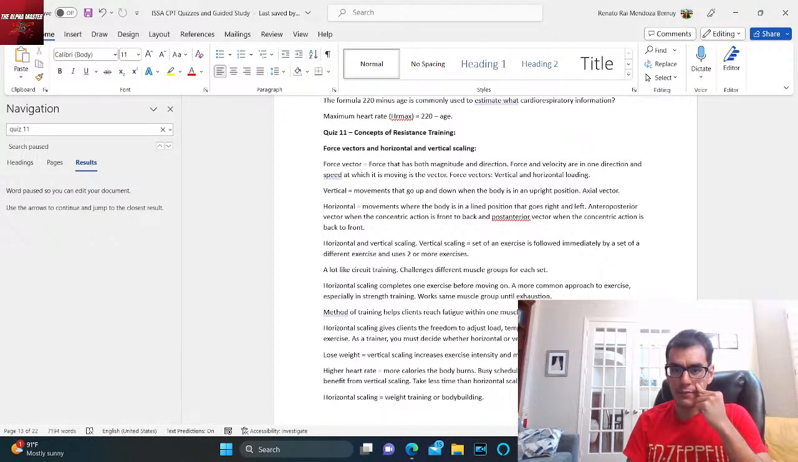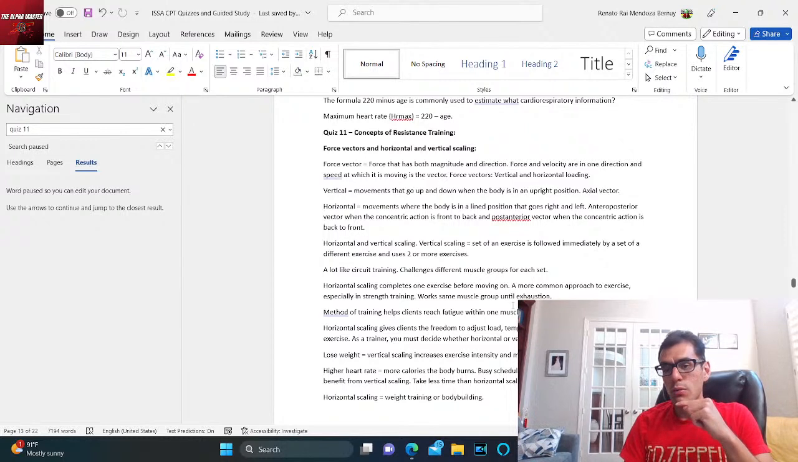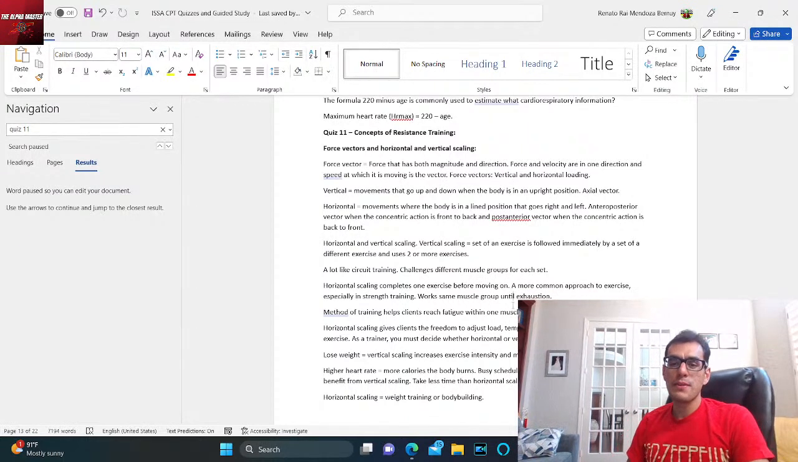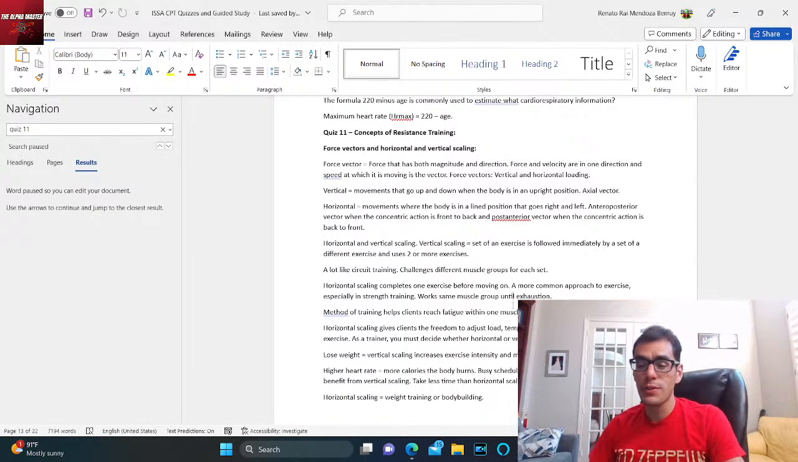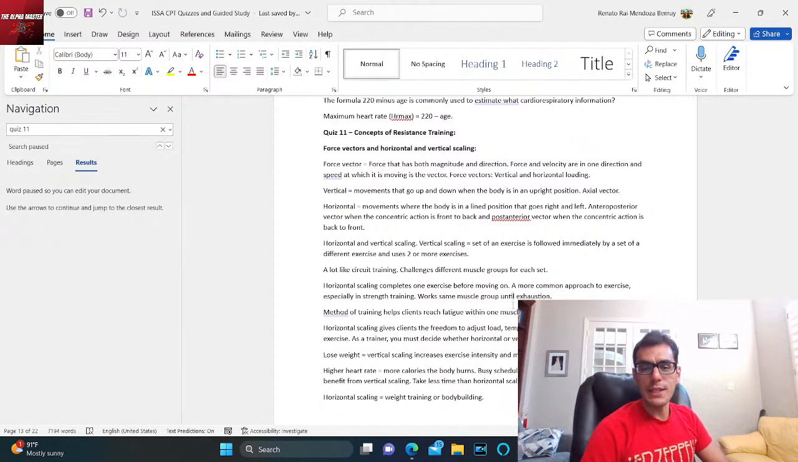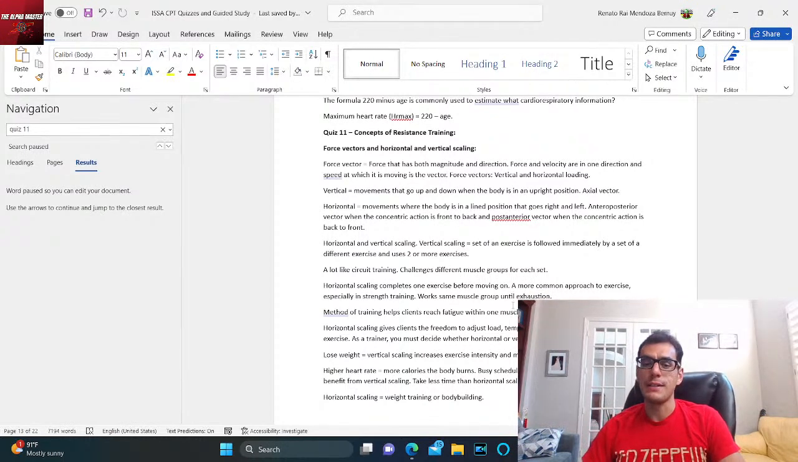This method of training helps clients reach fatigue within one muscle group before moving on to the next. Horizontal scaling gives clients the freedom to adjust load, tempo, reps, speed, and sets within an exercise. As a trainer, you must decide whether horizontal or vertical scaling is best for your client.